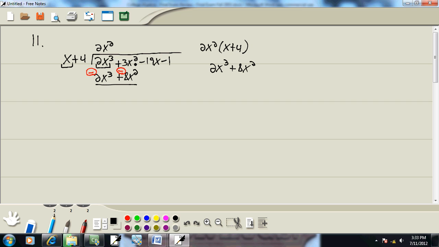2x to the third minus 2x to the third drops away. 3x squared minus 8x squared gives us negative 5x squared. And depending upon who taught you division, either bring down everything or leave it up there. I was taught to bring it all down. Then we look at the first term of each, decide what to put up on top. You ask yourself what times x gives you negative 5x squared, and that's negative 5x. Now whatever we put up on top, we always multiply by what's out in front. So we'll take negative 5x times x plus 4, which gives us negative 5x squared minus 20x.